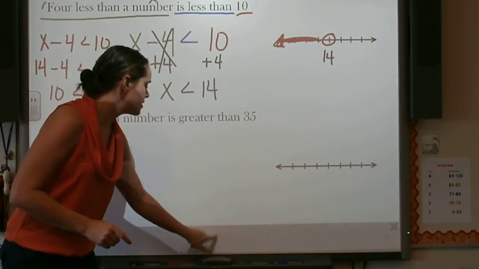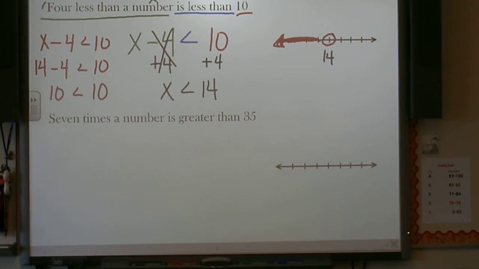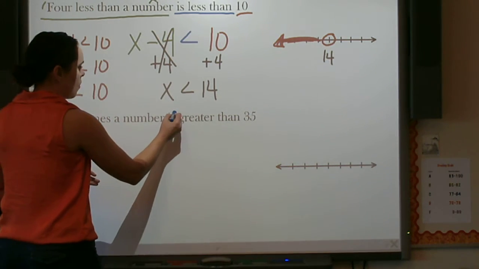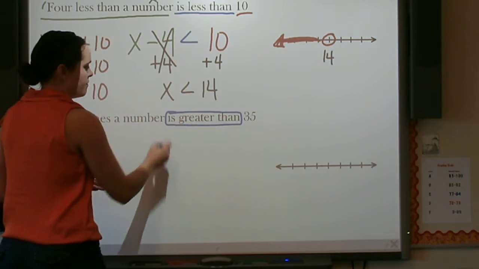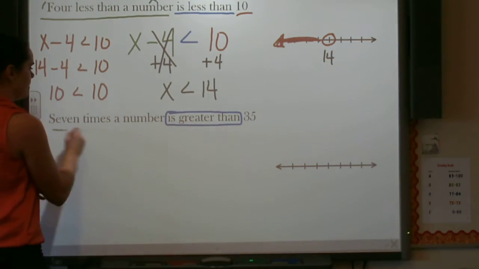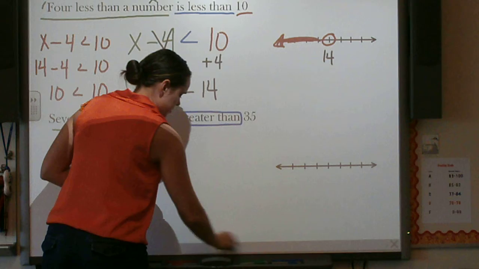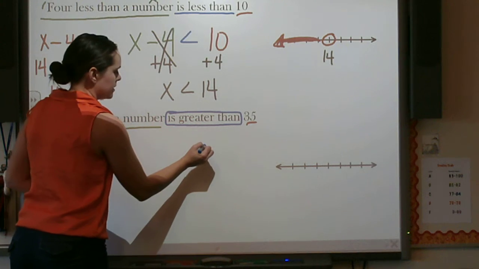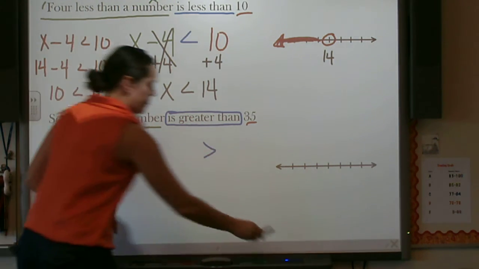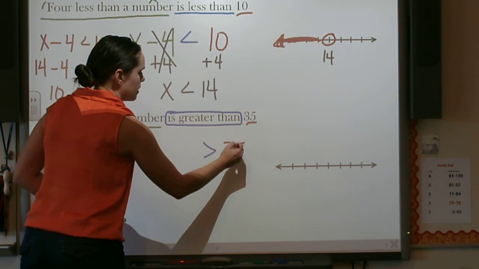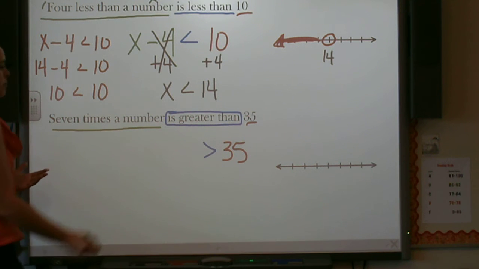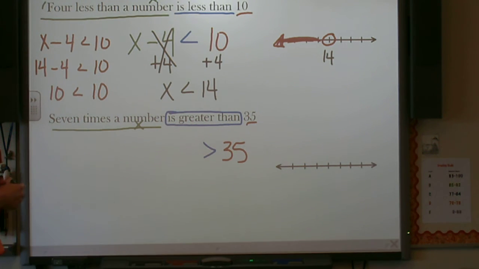Okay? Our next example, 7 times a number is greater than 35. So again, I need to pick out my inequality, is greater than 35. So that means that 7 times a number is one expression, and 35 is my other expression, separated by the inequality symbol is greater than. Alright, so I'm going to work with 7 times a number. So I don't know what that number is, so I'm going to give it a variable x, and I know that I'm multiplying it by 7.